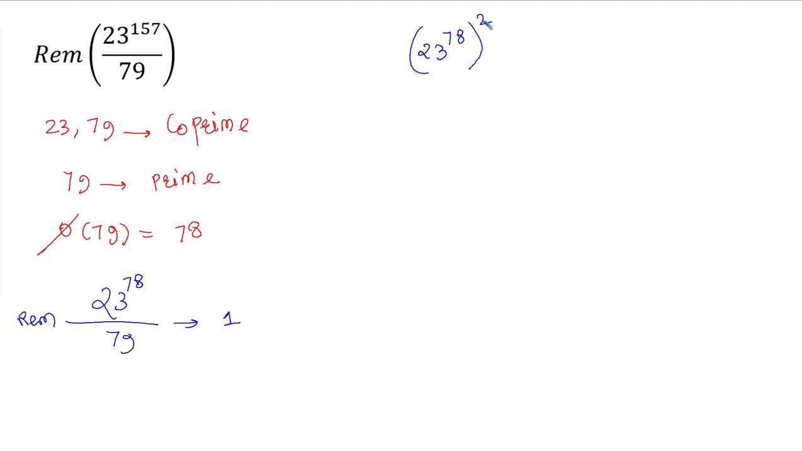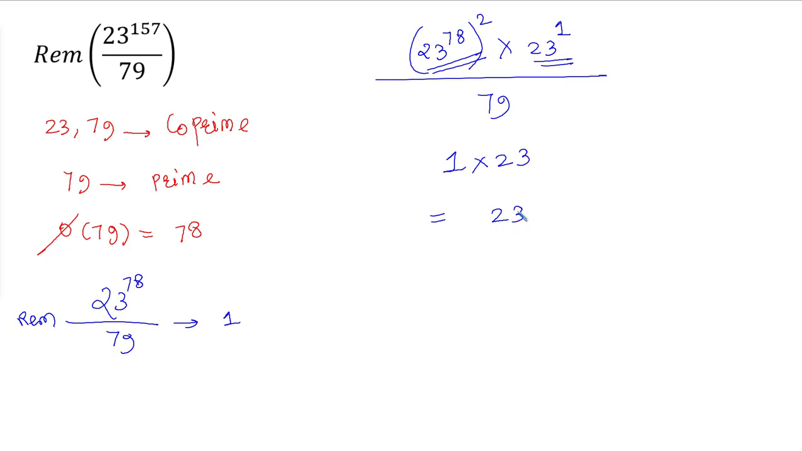78 into 2 is equal to how much? 78 into 2 is equal to 156, into 23 to the power 1 is remaining here, divided by 79. For this bracket the remainder is going to be 1, and over here the remainder is going to be 23. So the final remainder is going to be 23.